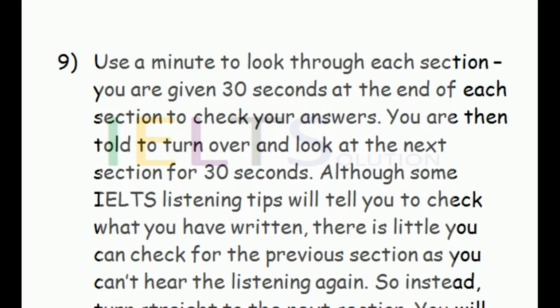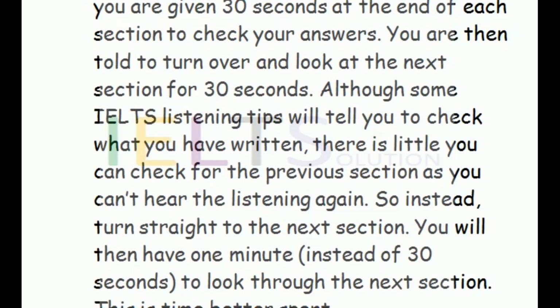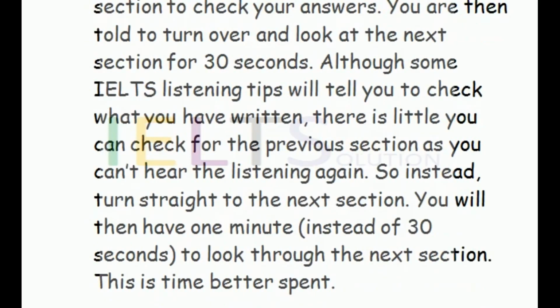Number 9. Use a minute to look through each section. You are given 30 seconds at the end of each section to check your answers. You are then told to turn over and look at the next section for 30 seconds. Although some IELTS listening tips will tell you to check what you have written, there is little you can check for the previous section, as you can't hear the listening again. So instead turn straight to the next section. You will then have 1 minute instead of 30 seconds to look through the next section. This is better spent.